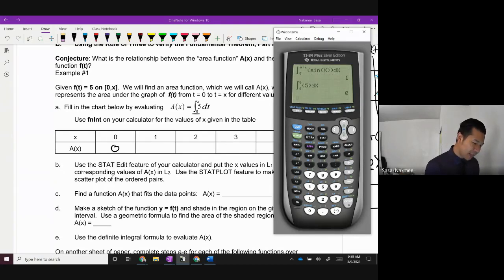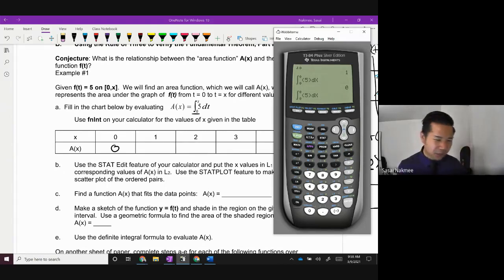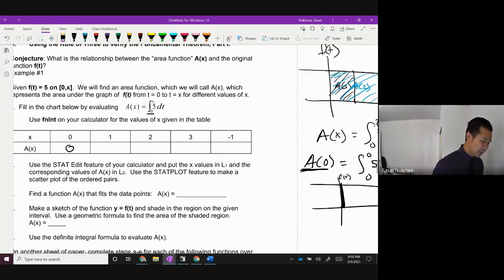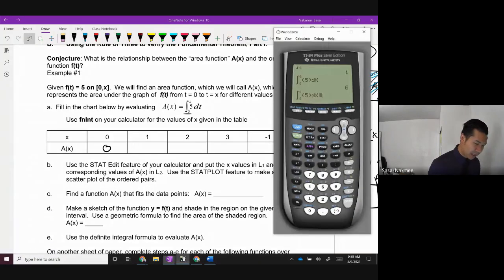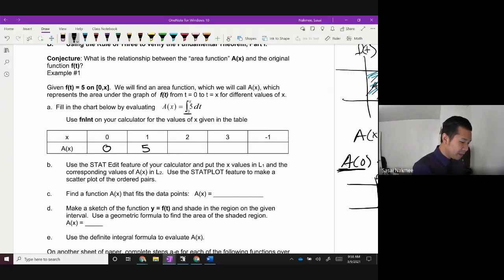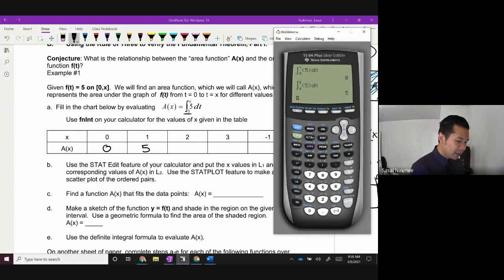So let's fill these all out. I'm going to press second, entry, and it actually retypes what you typed in earlier, so you don't have to keep retyping the whole thing. I'm going to plug in all these values here: 1, 2, 3, and -1. It goes from 0 to 1. Let's see what that one gives me. That gives me a 5. Let's go again. Second entry, and now instead of going from 0 to 1, let's go from 0 to 2. That gives me 10.